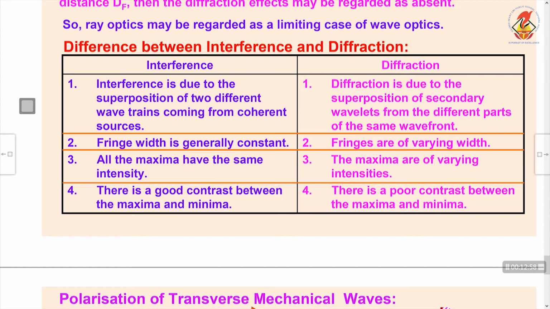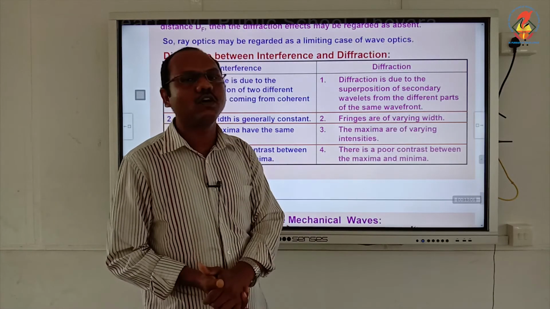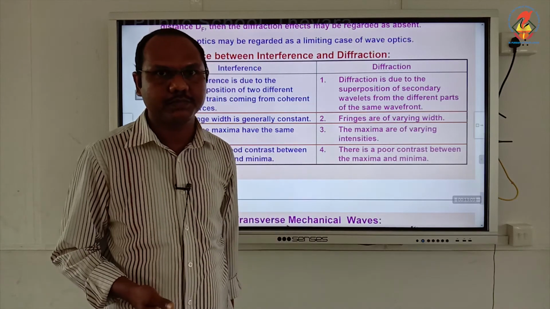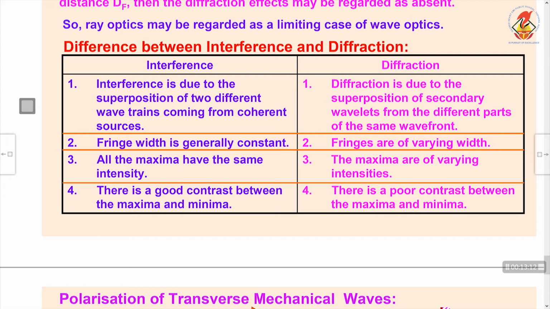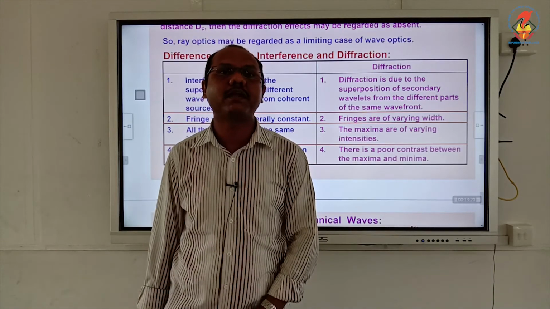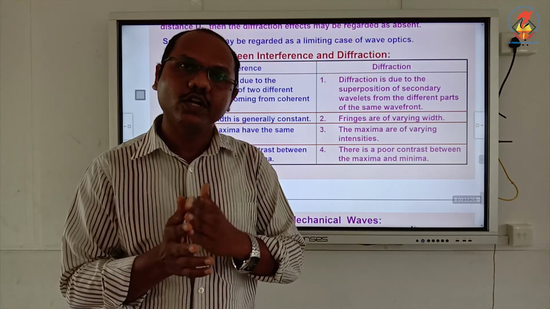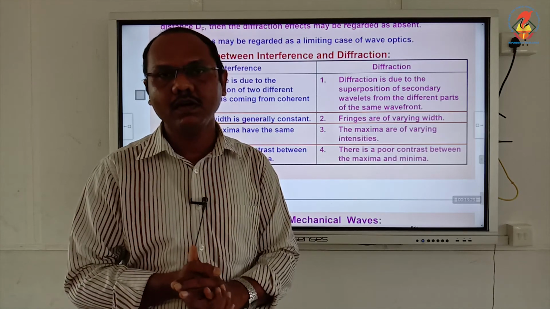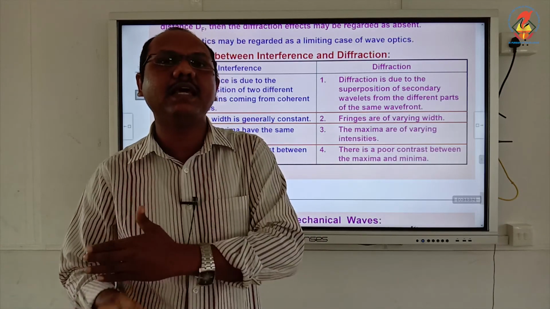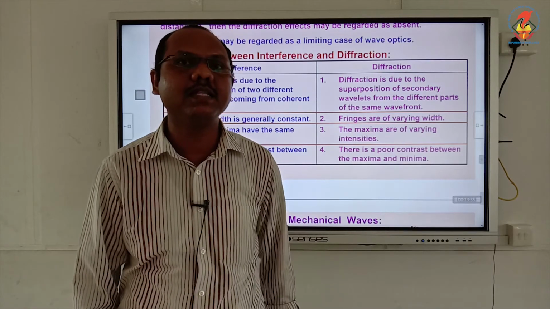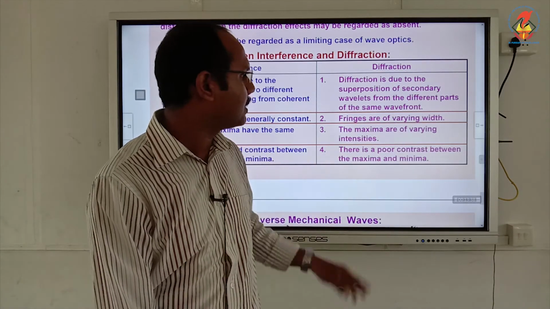Now in interference, all the maxima have the same intensity. We have drawn the graph also. But in diffraction, the maxima are of varying intensity. There is a good contrast between maxima and minima in interference. That means bright fringes are perfectly bright and dark fringes are perfectly dark. In diffraction, the dark fringes are not perfectly dark, and even for the bright fringes the intensity is varying. So there is poor contrast between the bright fringe and the dark fringe. Those are the differences.